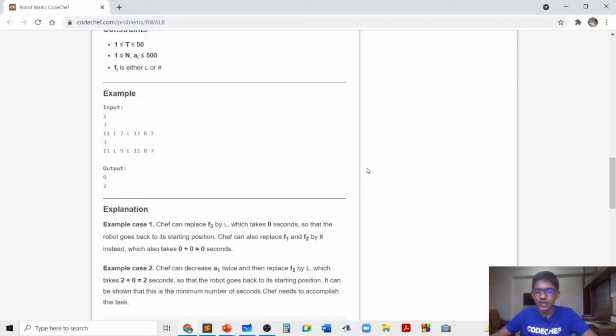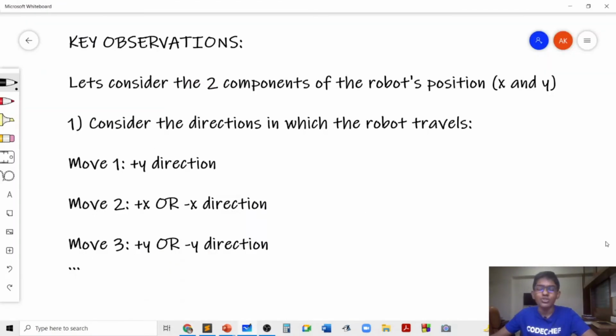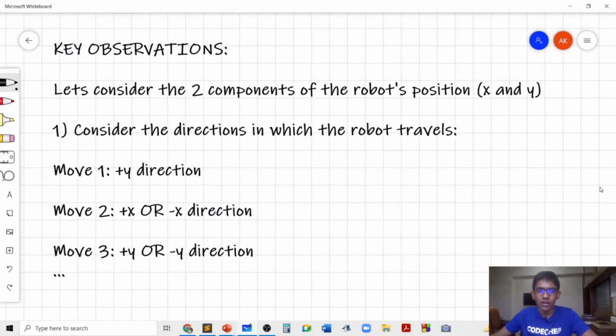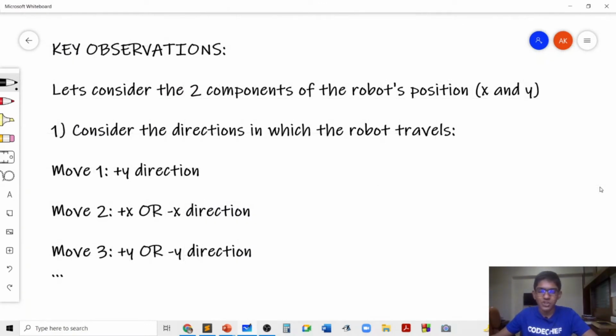And those are our examples. So now that we have understood the problem statement, I'll now explain the key observations required to solve this problem. The key observation is, first of all, as I was explaining the problem statement, I was inherently using this observation, and that is to consider the two components of the robot's position. There's an x component and a y component.